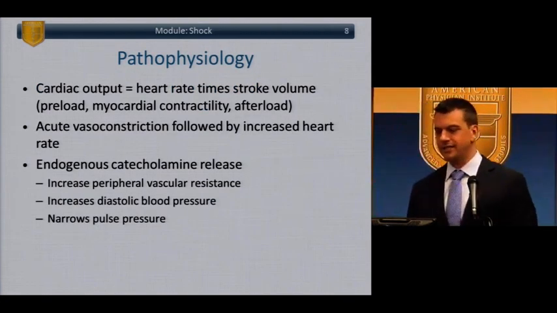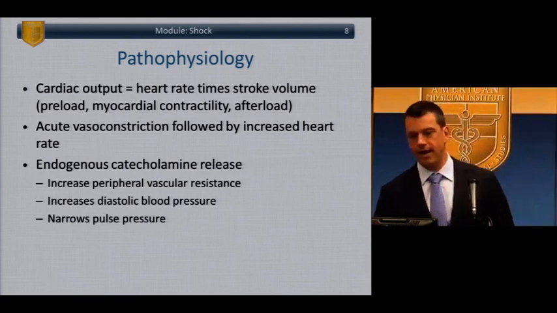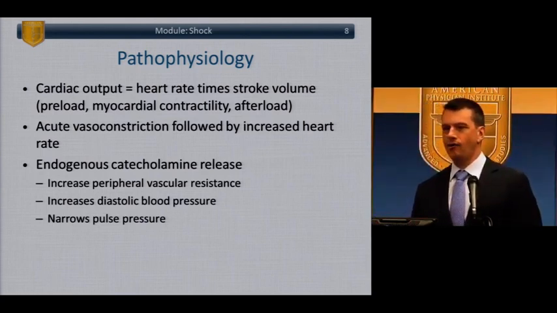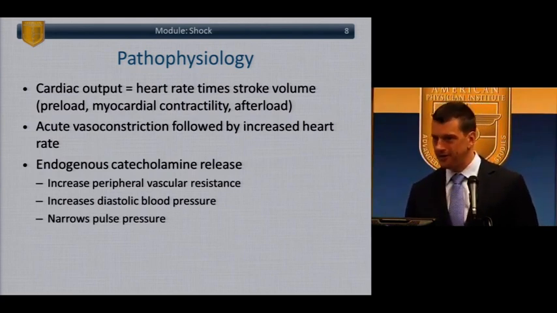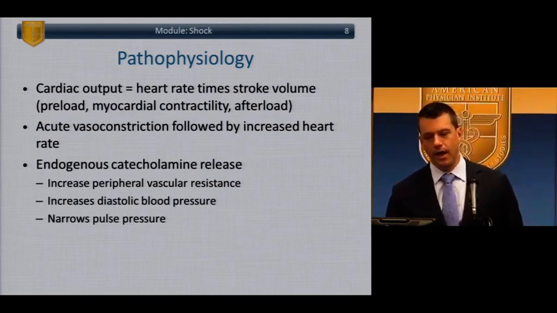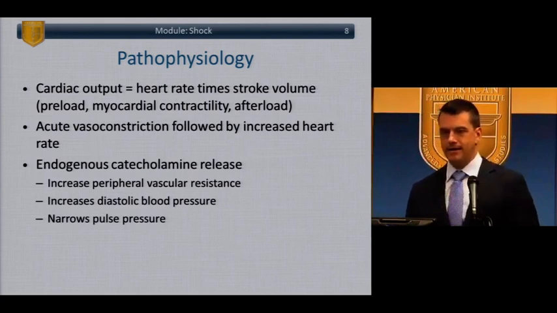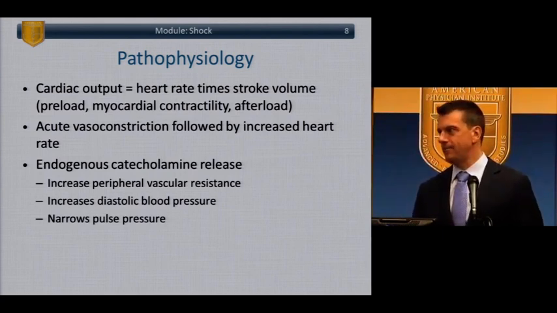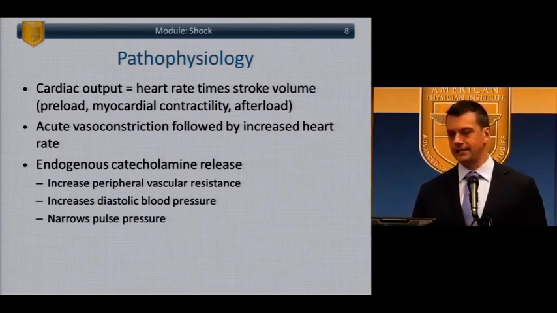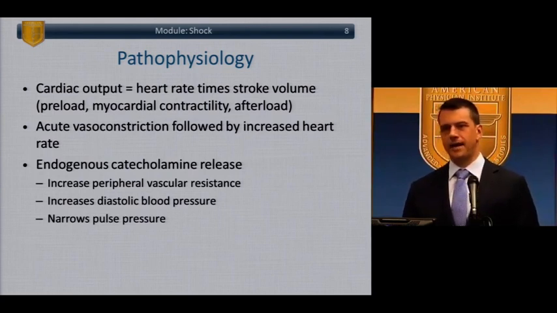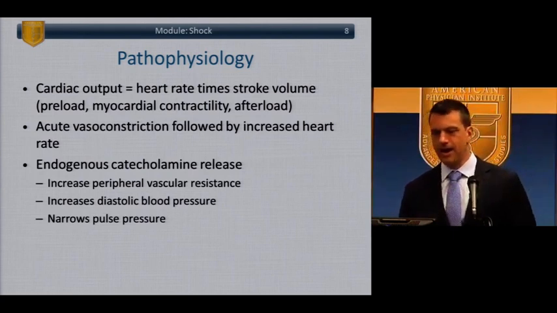So pathophysiology: remember, cardiac output is heart rate times stroke volume. Heart rate is usually constitutive. There are ways to control that, say if you're bradycardic and you need to pace. And then the stroke volume is dependent on preload, what your volume status is. Afterload: are you clamped down? What's going on at the other end of the circuit? Is there some sort of obstruction? And then the myocardial contractility itself.